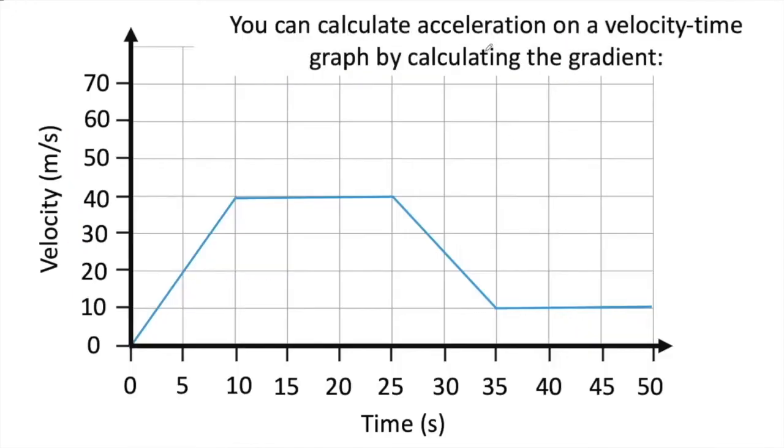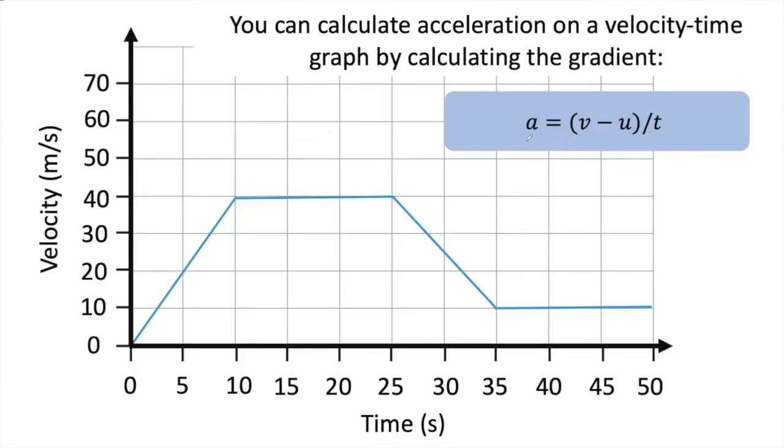You can calculate acceleration on a velocity time graph by calculating the gradient. So essentially we're using the equation acceleration is the change in velocity over time, where v is the final velocity and u is the initial velocity. You'll remember that one because u comes before v in the alphabet, so u is the starting one and v is the final one because that comes after.